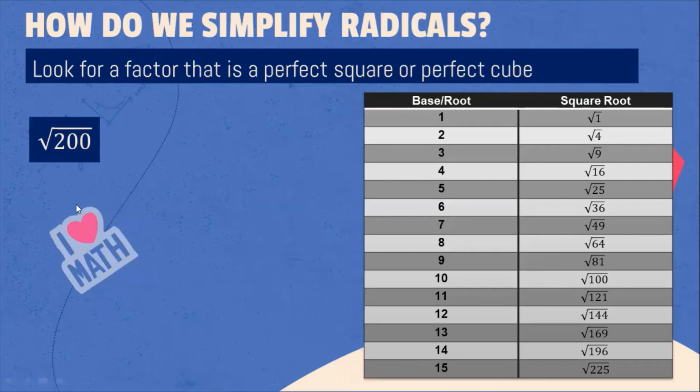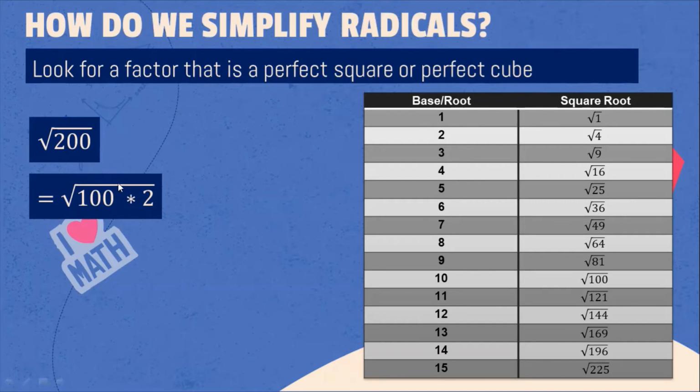Next example, square root of 200. How do we simplify radicals? We need to look for a factor that is a perfect square or perfect cube. What are the factors of 200 wherein one of the factors is a perfect square? We can have 40 times 5, but 40 and 5 are not perfect squares. We can have 100 multiplied by 2. 100 times 2 is 200. 100 is a perfect square.